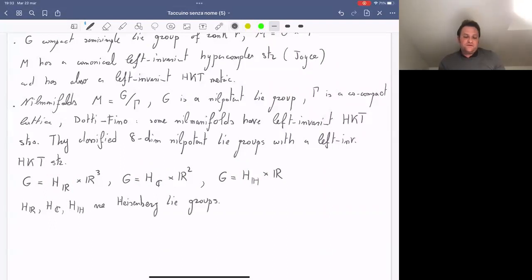And actually, I don't want to give more detail, because later what I really need is that the quotient of these groups gives some torus fibration over a torus.